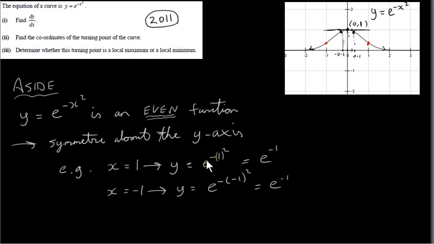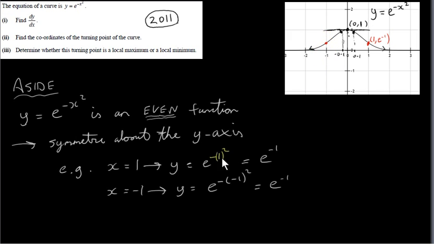If you plug 1 in for x, you get e to the minus 1 squared. Well, that's just e to the power minus 1. So the value of y at 1 is e to the power minus 1. So this is a point with coordinates 1 comma e to the power minus 1, or 1 over e. E to the power minus 1 is 1 over e. It's 1 over 2.7 roughly.